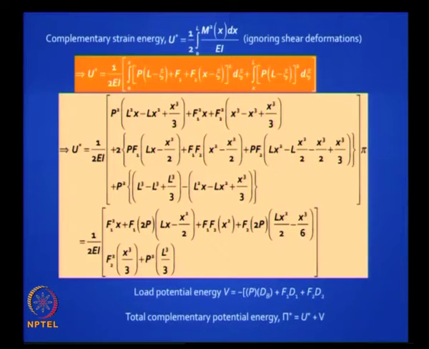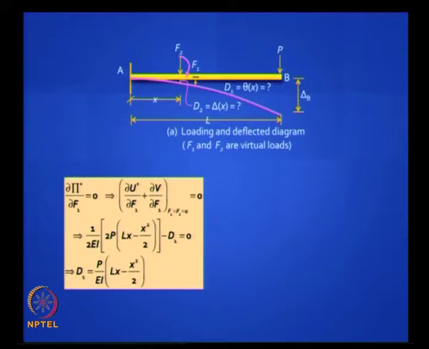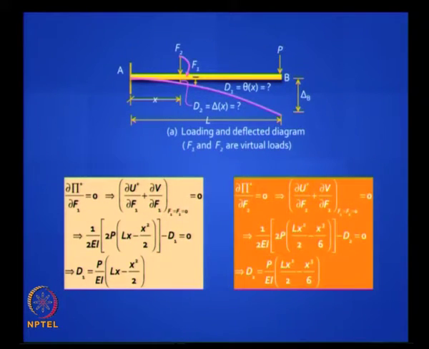For the load potential energy pi star, what is V? V is minus P into the total deflection under the load, plus the deflections caused by the imaginary F1 and F2. So you get that expression and invoke the theorem dou pi star by dou F1 equal to 0. When you take the final form, you should insert the values of F1 and F2 equal to 0. Similarly, you take the second equation dou pi star by dou F2 equals 0, and you get the values of d1 and d2, the slope and deflection, using this energy formulation.